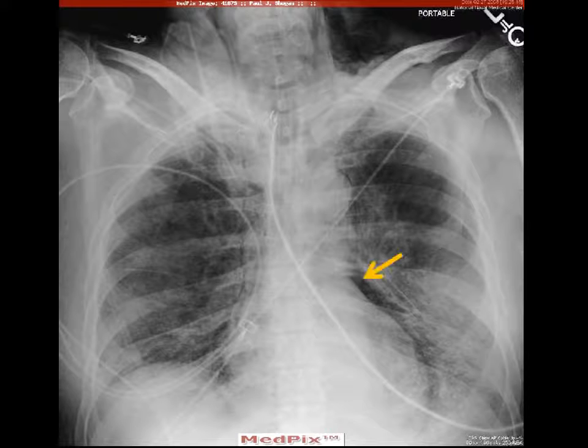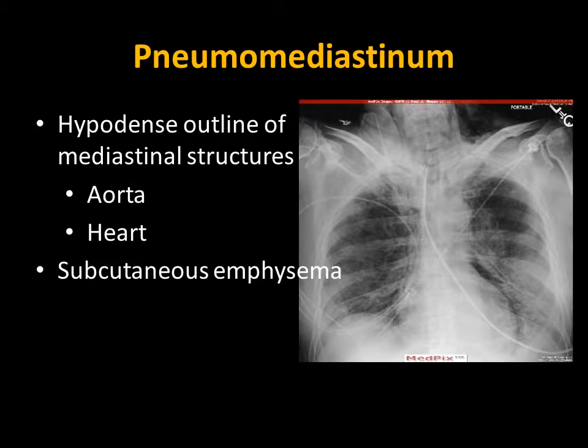We can see the ET tube in the trachea, but one of the things that stands out initially is this hypodense outline, the mediastinal structure, the left heart border, and also these hypodense lines indicating subcutaneous emphysema in the neck. This is a form of barotrauma. This is pneumomediastinum. Again, we saw a hypodense outline of the mediastinal structures. Specifically, we saw an outline of the left heart border. We also saw subcutaneous emphysema, in the neck bilaterally.